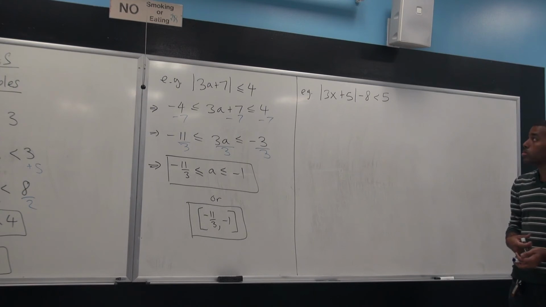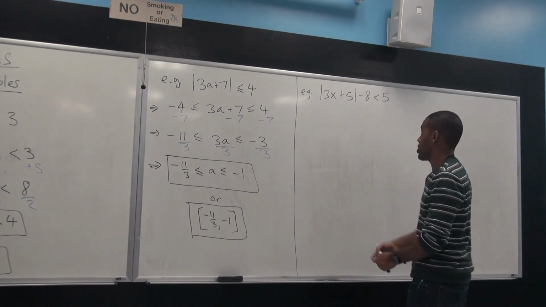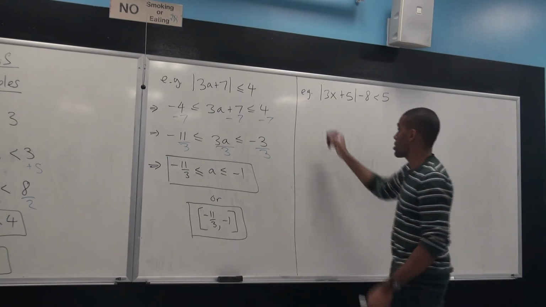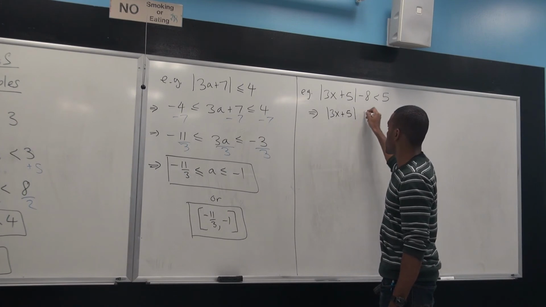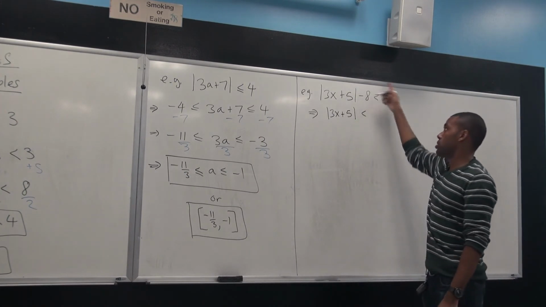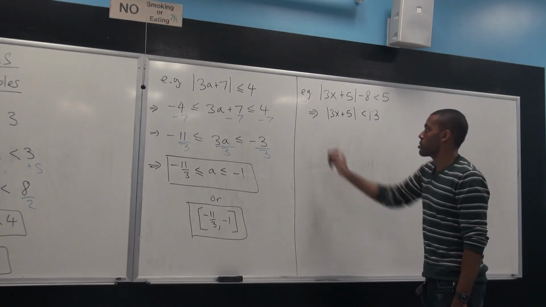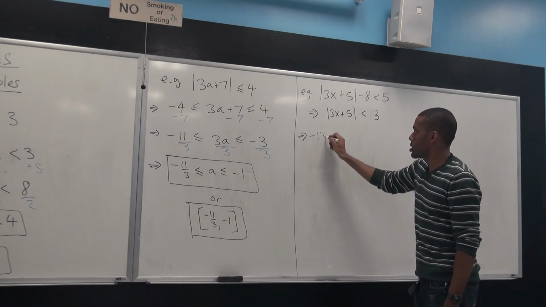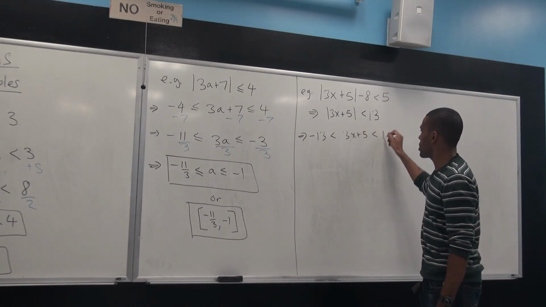Move the 8, right? We want to get it in that form, in a type 1 form. So I first add 8 to both sides. You get minus 13 less than 3x plus 5 less than 13.